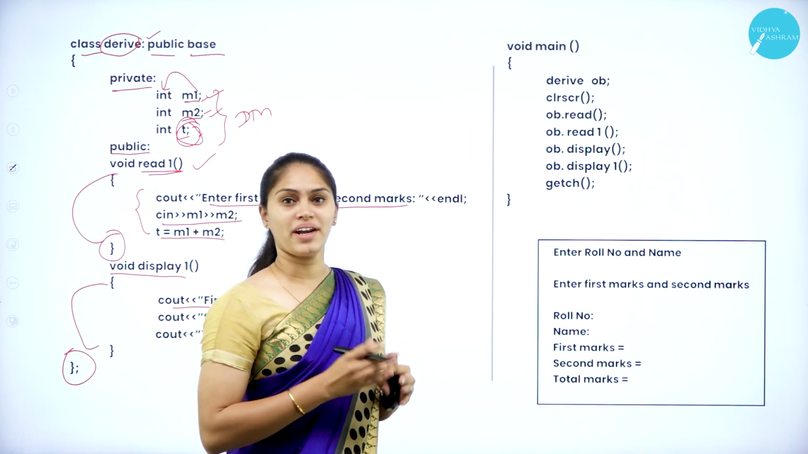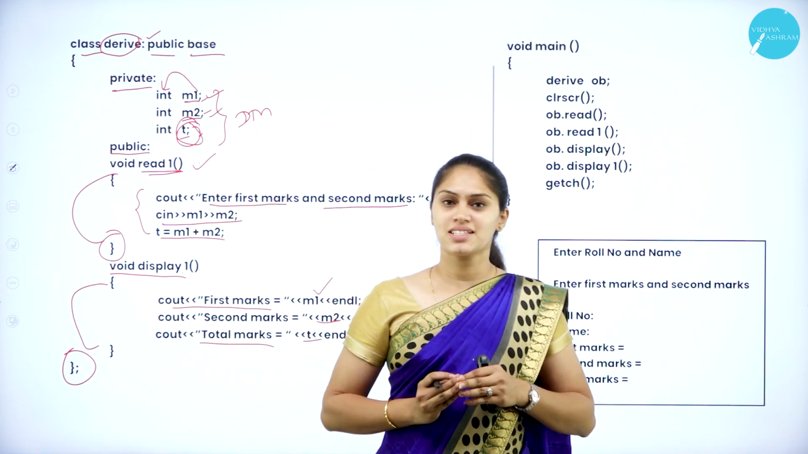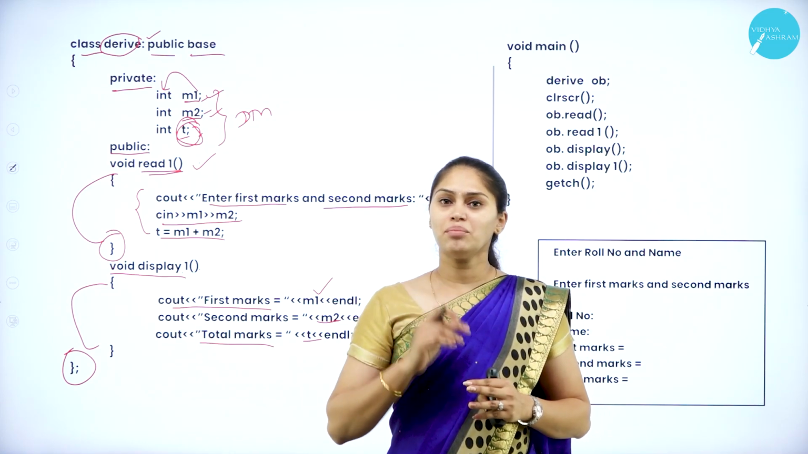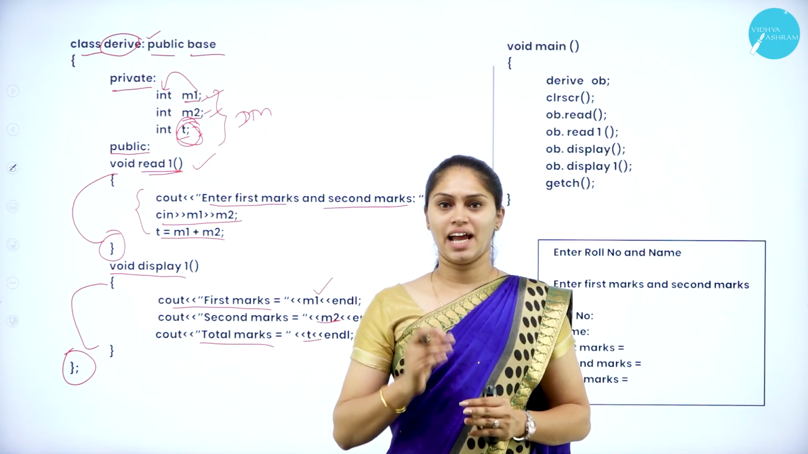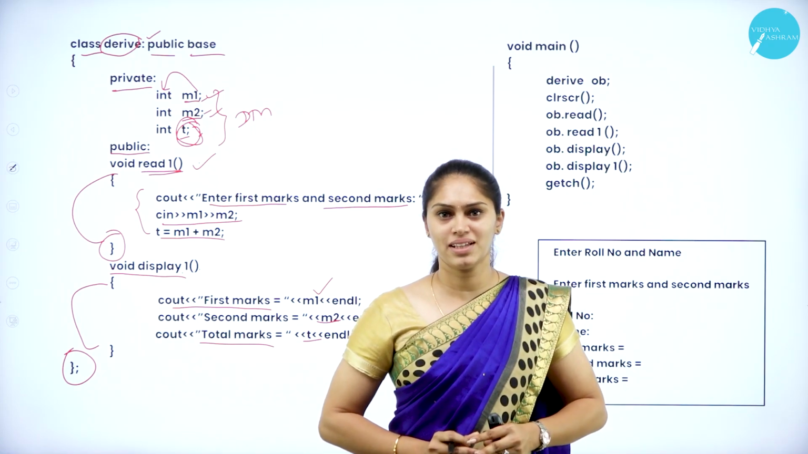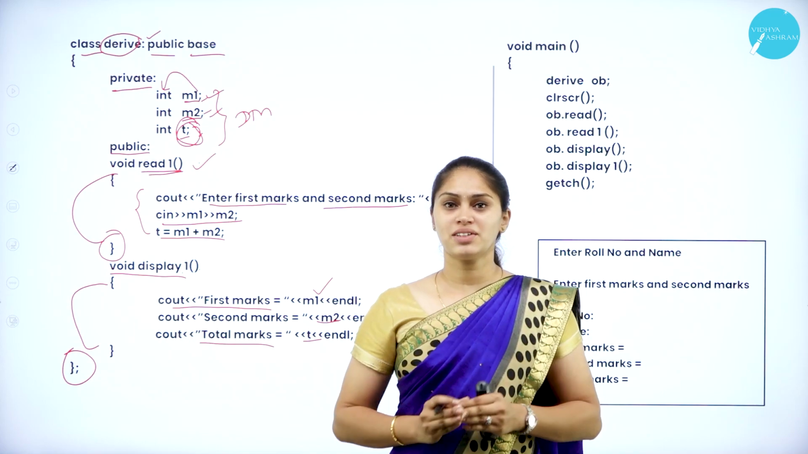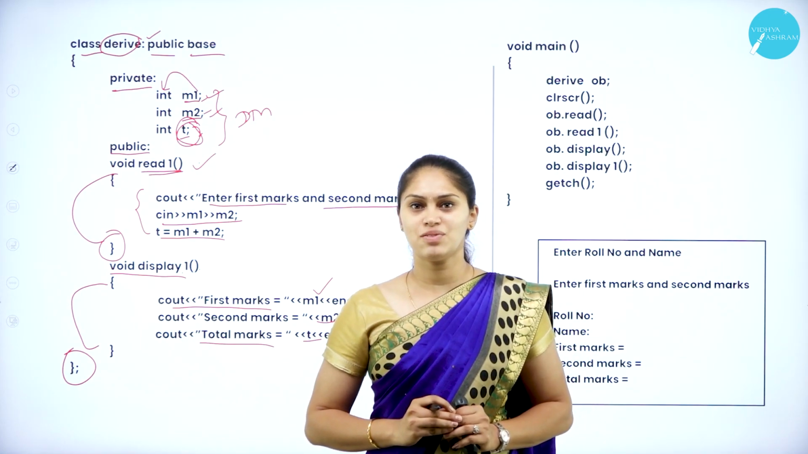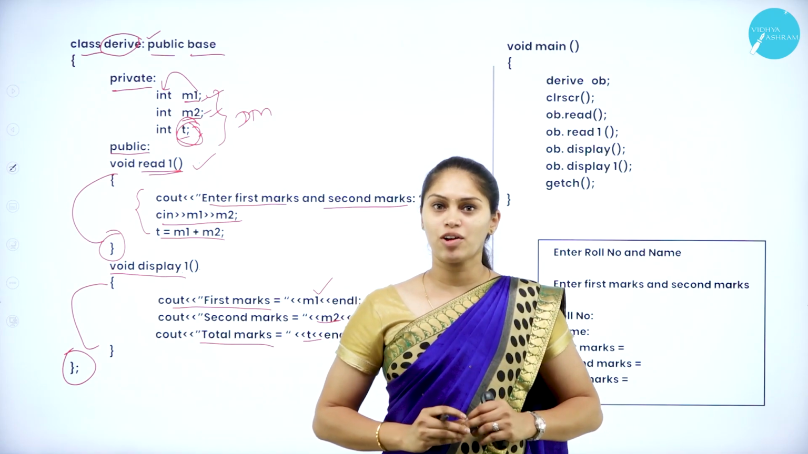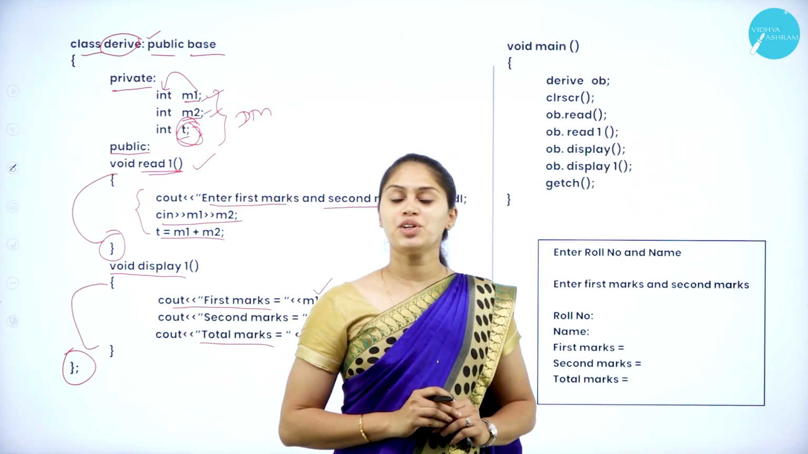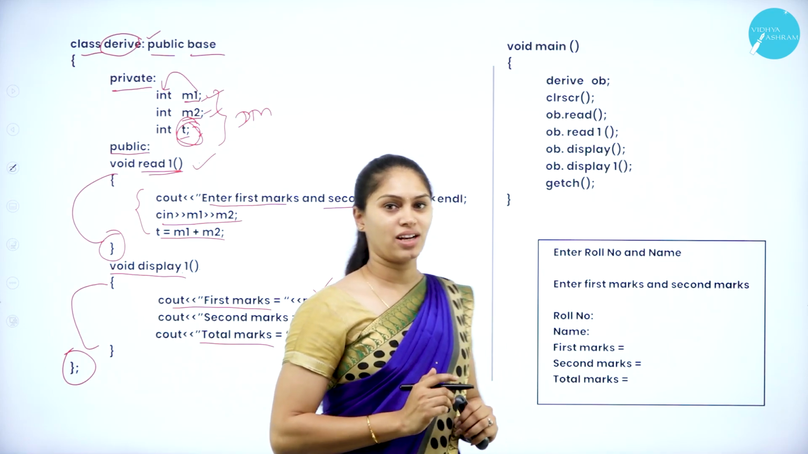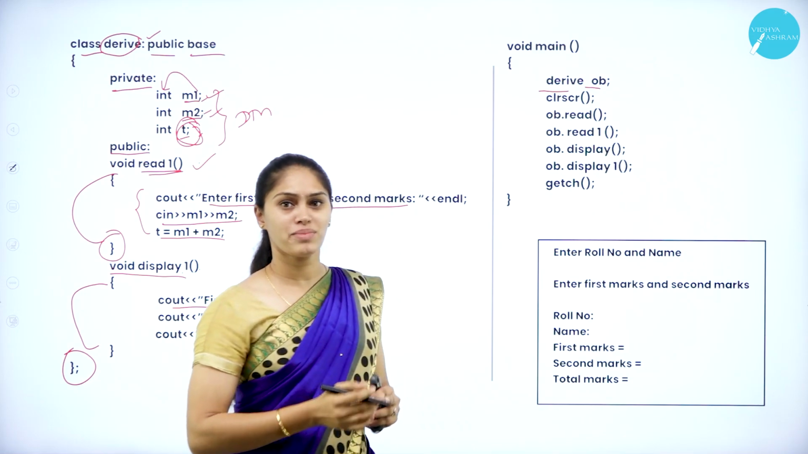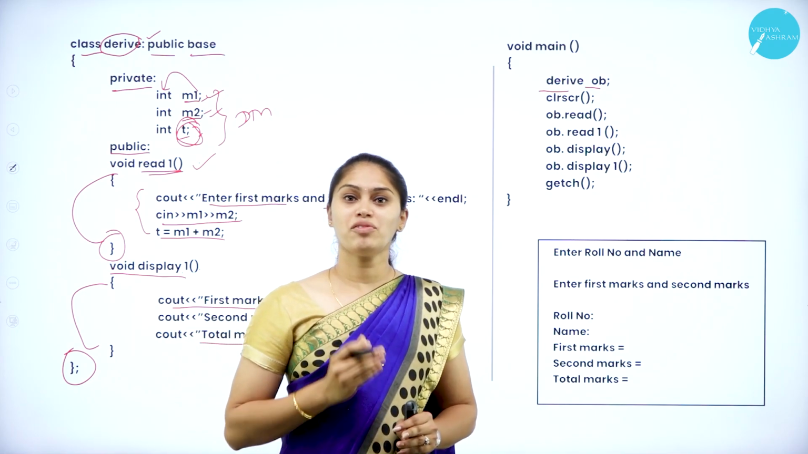Now we'll see the main function here. Here I have a void main, where the actual execution of a program gets started, that is the main function, and I am going to create an object for the derived class. So always remember that we have to create an object for the derived class, not the base class. Which is the derived class in this program? Derive is the derived class name. So I am going to create an object for the derived class. Derive is the class name here, and OB is the name of an object.